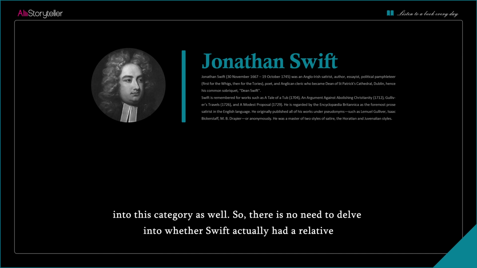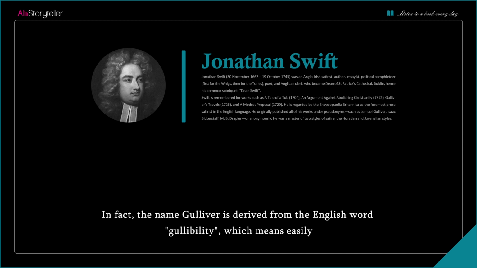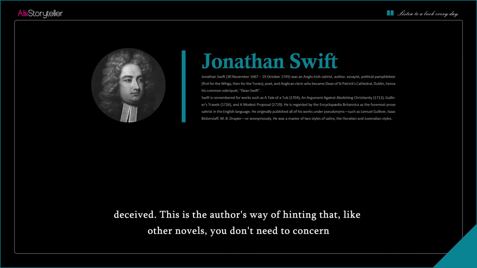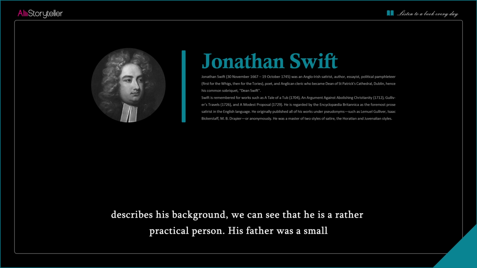So, there is no need to delve into whether Swift actually had a relative who was a publisher, and one should not assume that the protagonist Gulliver is Swift himself. In fact, the name Gulliver is derived from the English word gullibility, which means easily deceived. This is the author's way of hinting that, like other novels, you don't need to concern yourself with whether it is true or false.